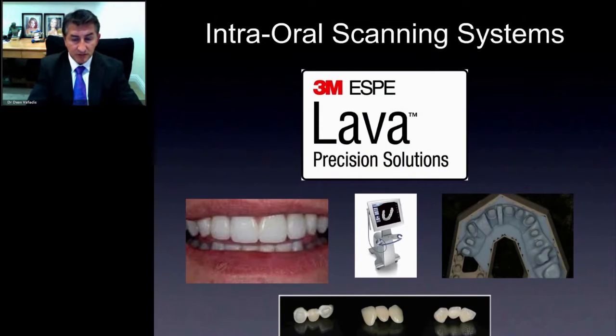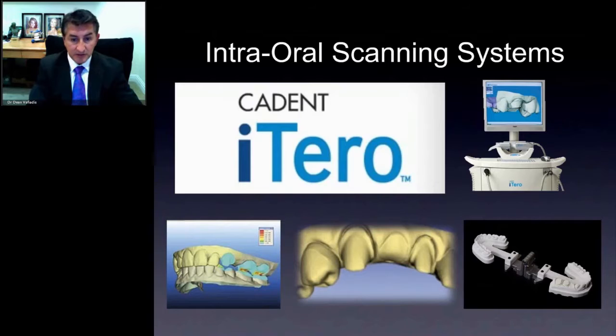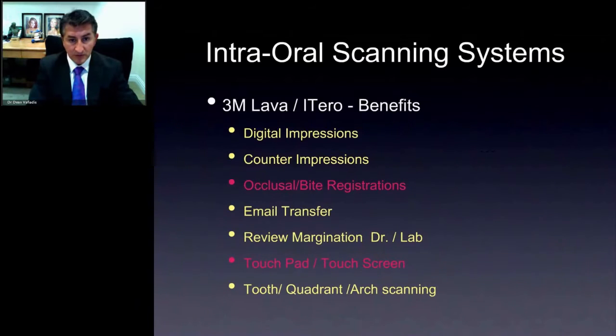So the 3M has the COS intraoral scanner, and this is just some photography of some cases that we've done, and full arches. The Cadent iTero, again, a really good scanner. The models are very good. We do not have this machine at this point, but it's a very good scanner. A lot of people have been very happy with it.